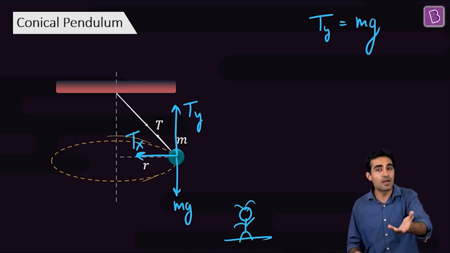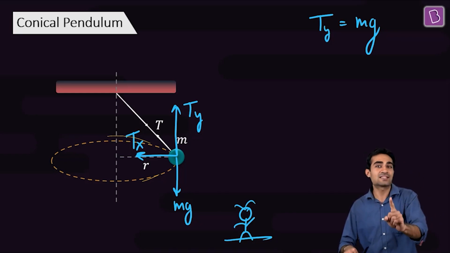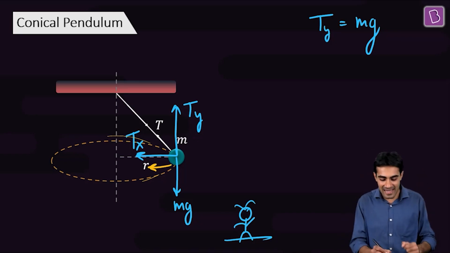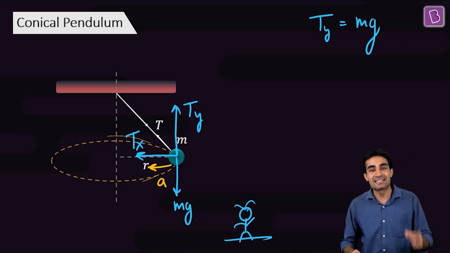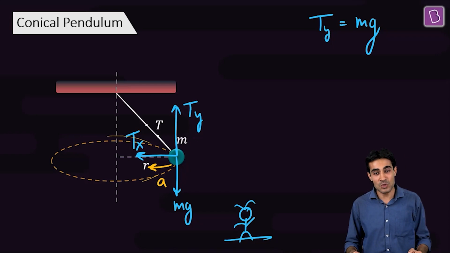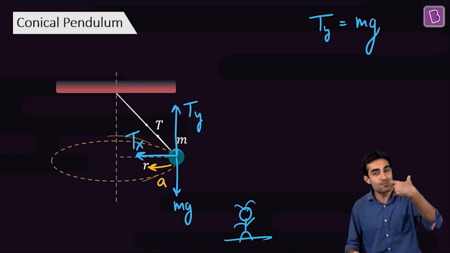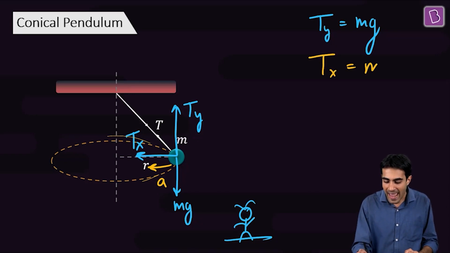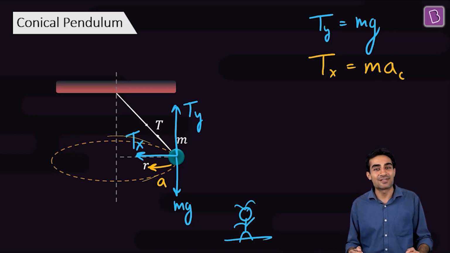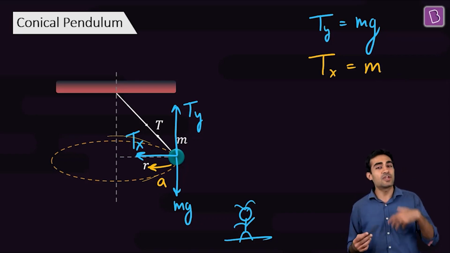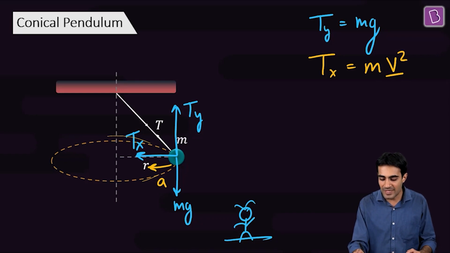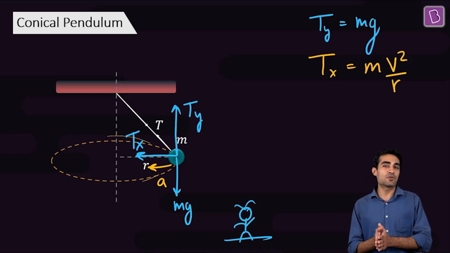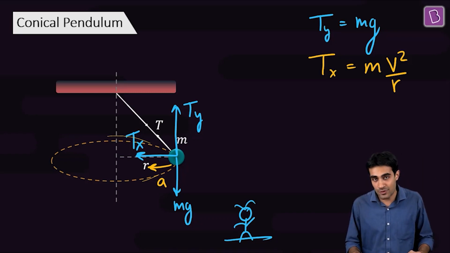Anything moving in circular motion with constant speed has one acceleration for sure. That acceleration is directed towards the center, and that acceleration is a_c, the centripetal acceleration. So this Tx is the one which is providing this acceleration. We can write Tx is equal to m times centripetal acceleration, and the centripetal acceleration is usually written in terms of speed. This is v squared by r, where r is the radius of the circle. Now, from these two equations, we get everything about conical pendulum.